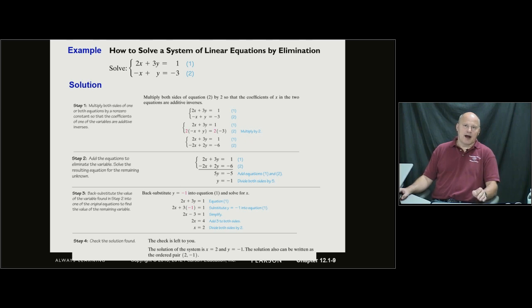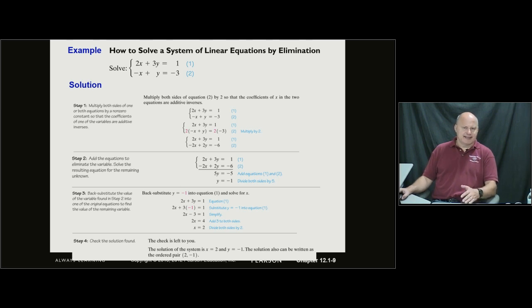Okay, so if y is negative 1 and x is 2, the ordered pair. Now, this is important. You have to write the solutions as ordered pairs. So the solution is the ordered pair (2, negative 1). Right 2, down 1, you're in the fourth quadrant. So these are two lines that are going to intersect at the ordered pair (2, negative 1). That's where they cross.